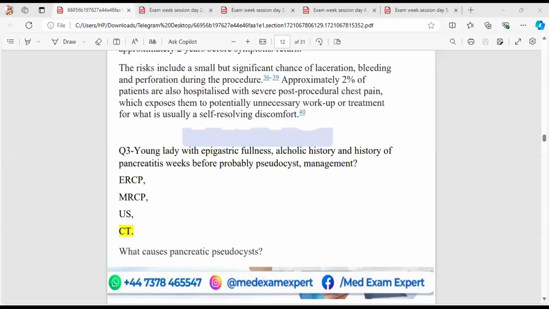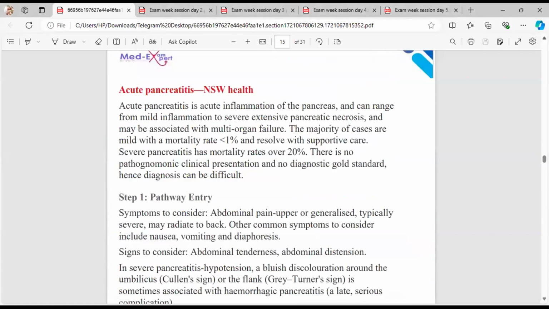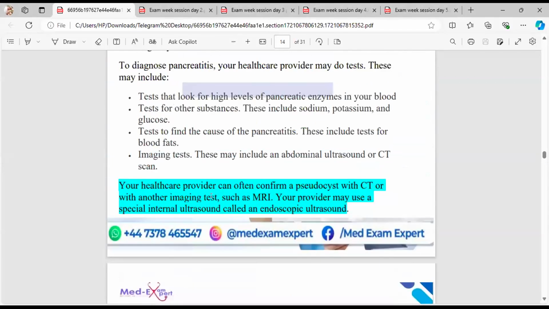So here it is confirmed, the last point is that your healthcare provider can confirm a cyst. This is the cyst, or in simple words, I will say that your healthcare provider will confirm the complication of pancreatitis with CT or another imaging test, with CT. And cirrhosis is one of the complications of pancreatitis. That is the point, therefore, I mark CT.